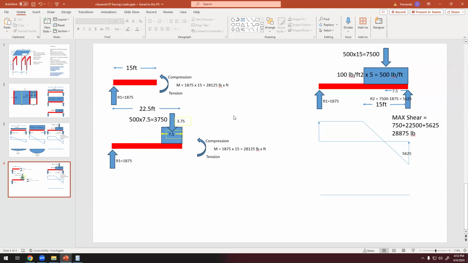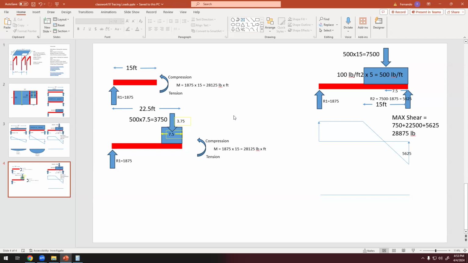Okay, so when we are dividing the beam, I want to calculate the moments at the point in which I think it will be the greatest value. So it's in the middle of this uniformly distributed load. This uniformly distributed load is 7.5 here, and then the resultant is in the middle of this 7.5, so it's 3.75 away from that point.